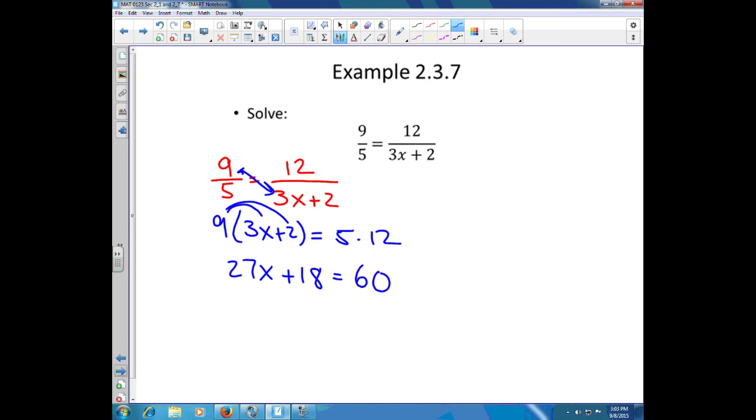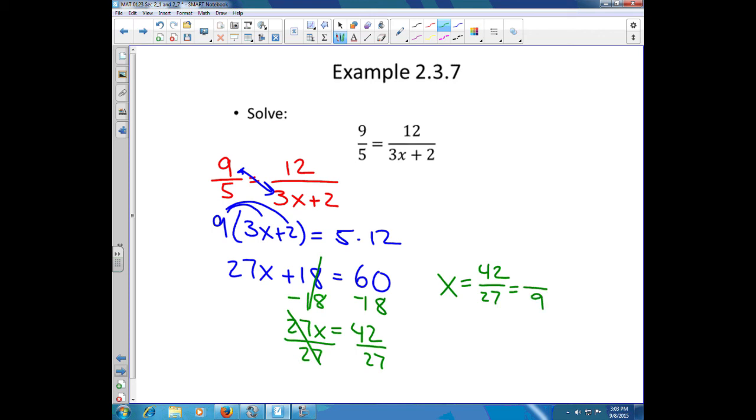Now to get x by itself, we can then just subtract 18 from both sides. We get 27x is equal to 42. And then to get x by itself, we divide by 27. And we get x equals 42 over 27. Or if we reduce this by 3, 14 over 9. And so x is equal to 14 over 9.